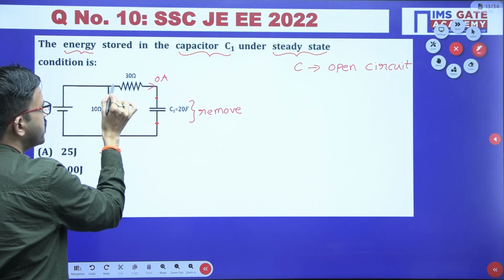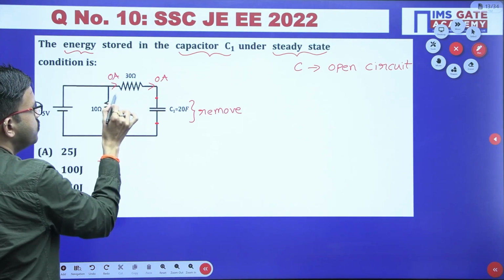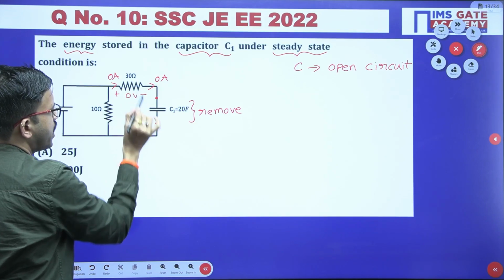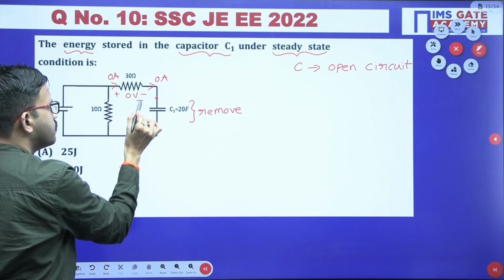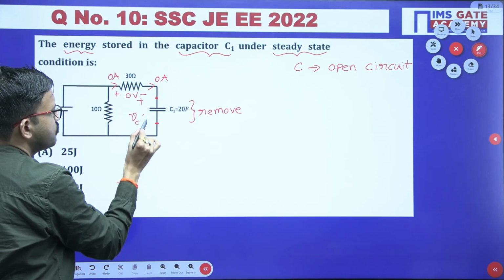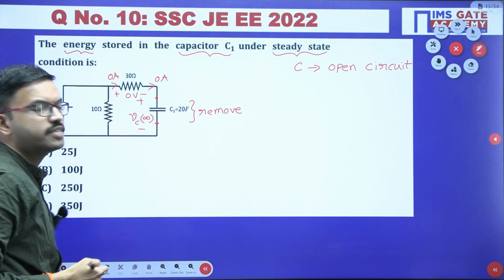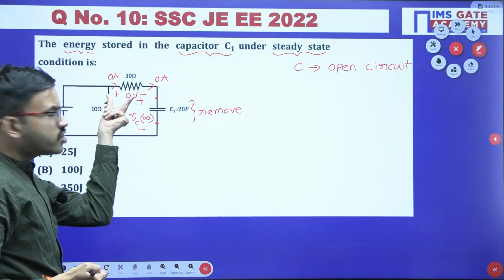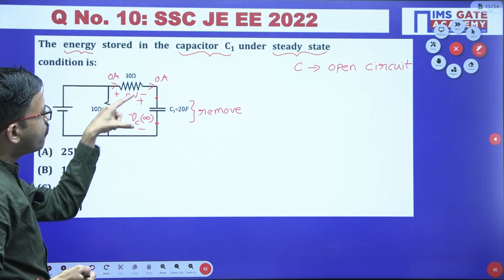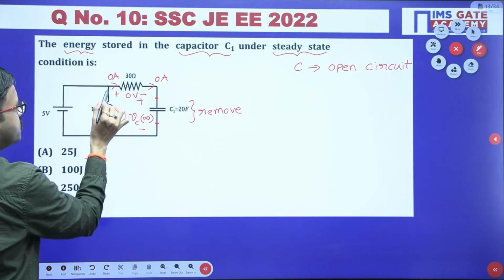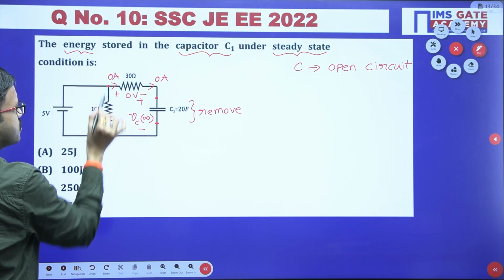If there is no current flowing, there won't be any voltage drop across this particular resistor, 0 volt. And across these open circuit terminals, the voltage will be Vc of infinity, because we are considering steady state. Steady state means t equal to infinity. Because there is no drop across this 30 ohm resistor, whatever voltage you are supposed to calculate is as good as voltage across these two terminals.